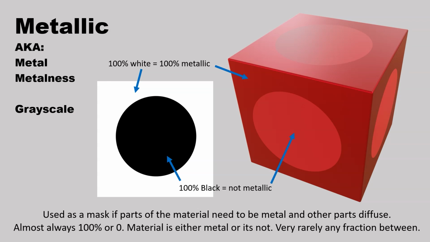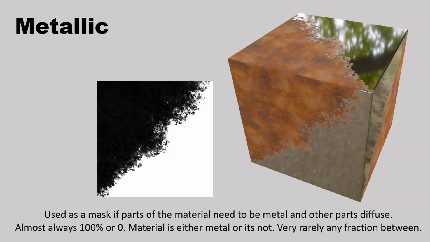There are a few instances where the metal value will be something other than 1 or 0, but they're very rare. Here you can see that the map at the left is being used to show a metal cube that's partially covered in rust. The black part of the mask is 0 metal, where the rust is, and the white part is 100% metal, where the chrome appears. Hopefully that makes sense.